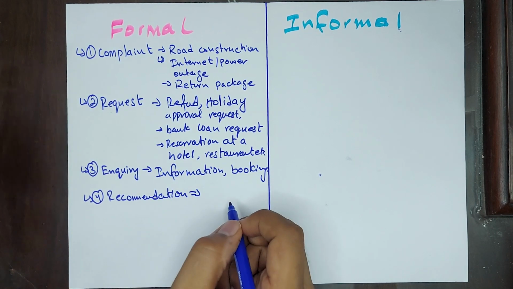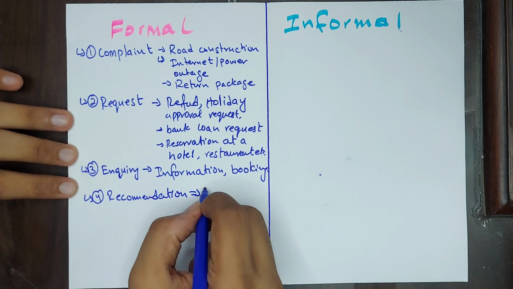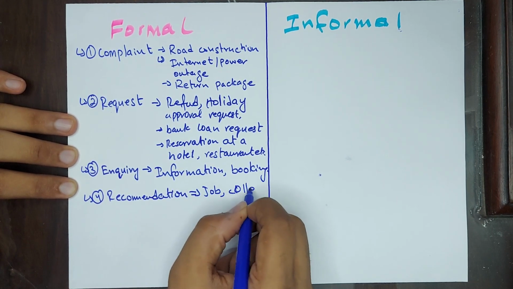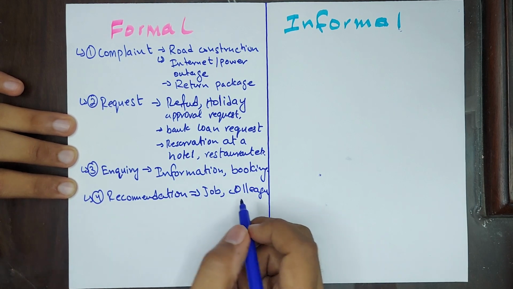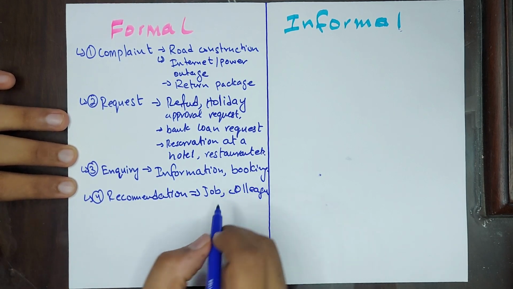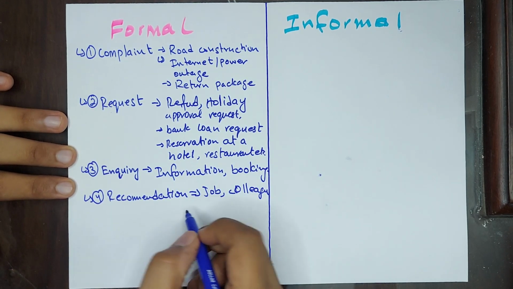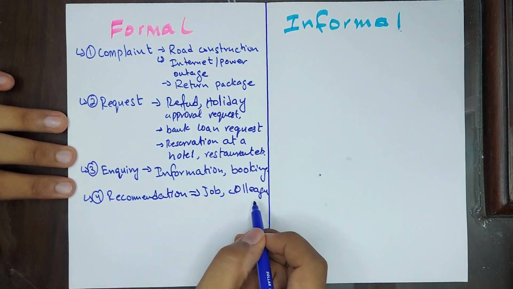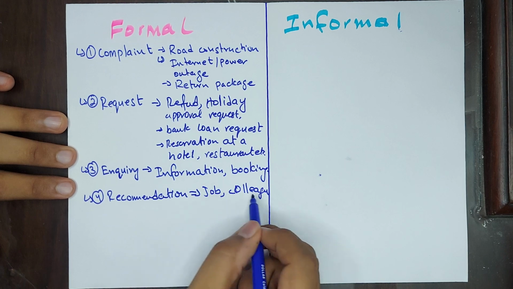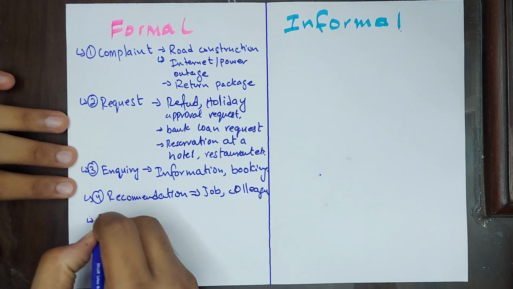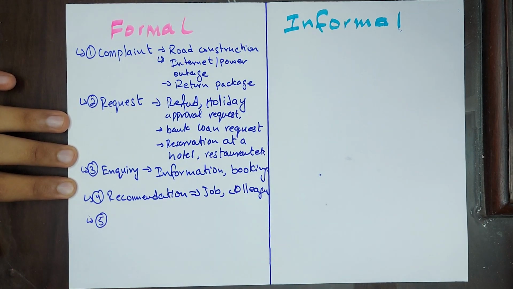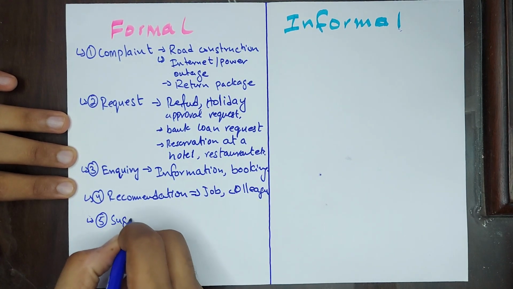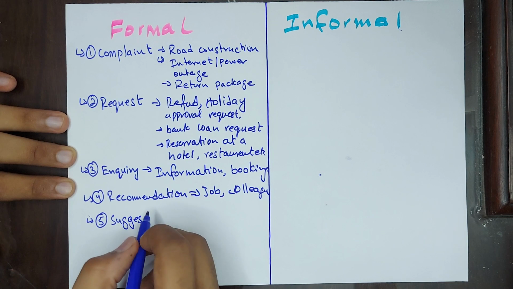Okay, and you can talk about your job or colleague. All right, or recommendation from someone who's in the field of professional line of work. Yeah, could be for a job or a colleague. Then you have point number 5 as a suggestion, letter of suggestion.